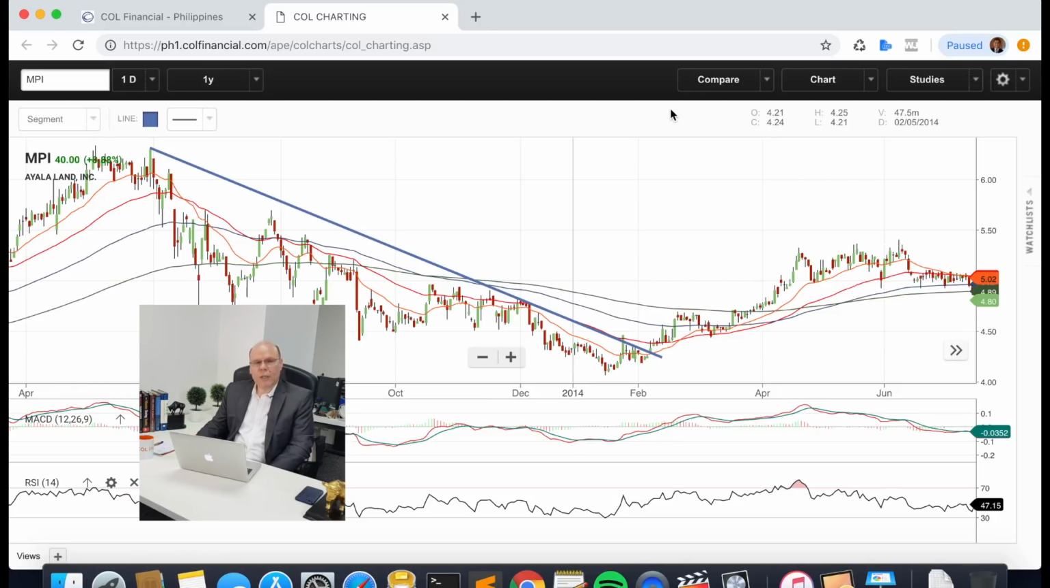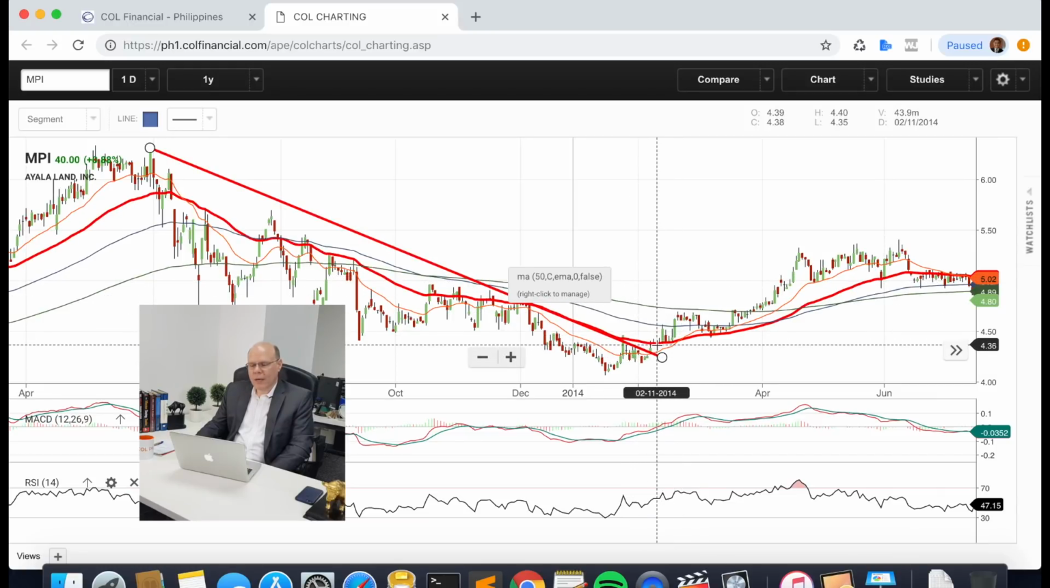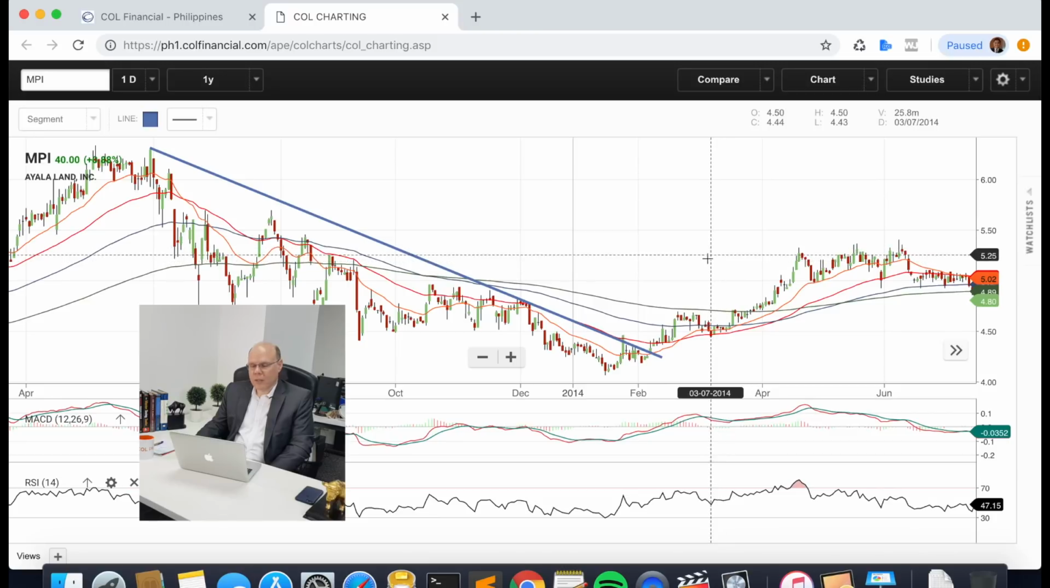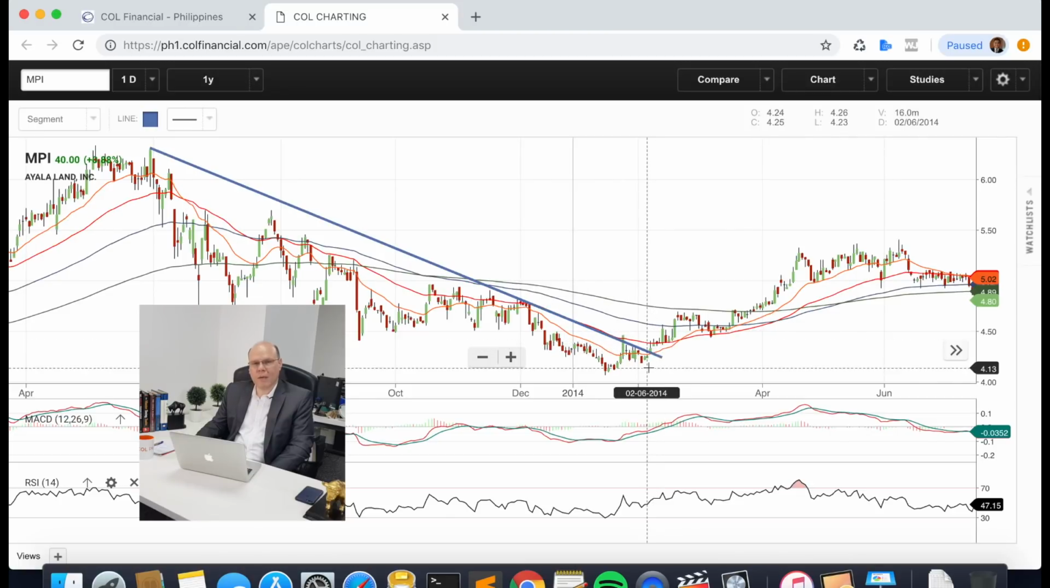Now, the chart I have over here is a chart of MPI. I took the liberty of drawing a downtrend line here also, towards the end of 2014. And you'll notice that a trend line break did take place. Advances came right after that, but you can see a more gradual approach had taken place. Eventually, you see prices breaking over the first, second, third, and fourth moving average.